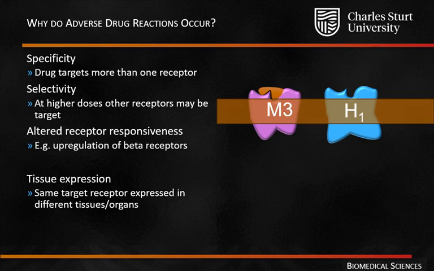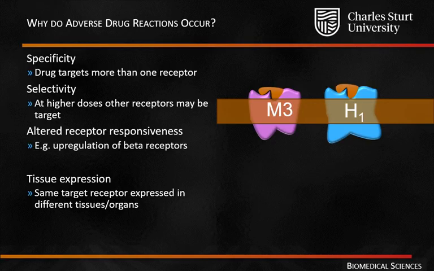Now, if we're now going to start talking about selectivity, that relates to dose or concentration specific binding. So at low doses, the muscarinic receptor is preferred, but at higher doses, the histamine receptor can now start being bound. And so therefore, if we're targeting the M3 receptor, and then we start increasing the dose, what we'll see is when that histamine receptor gets bound, maybe the person starts to get more drowsy than they used to be with that particular medication at higher doses, whereas they weren't drowsy at lower doses.